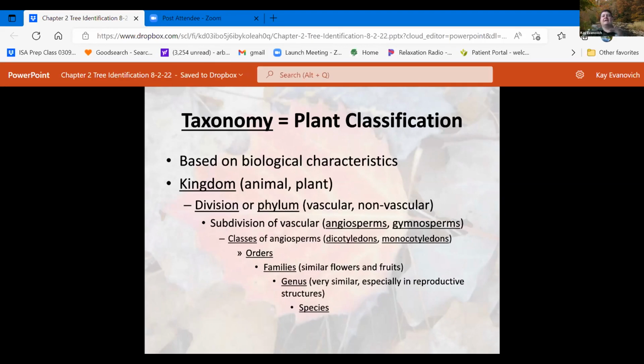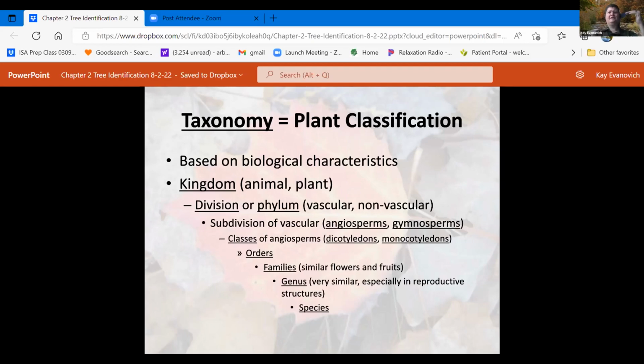So taxonomy, it's plant classification. And that's what taxonomy means. It's how we classify plants, right? And there's an order to this thing. It's based on biological characteristics. And it basically goes, think back to school.